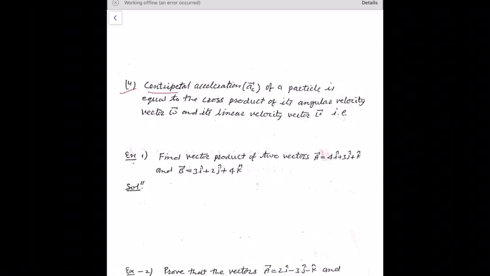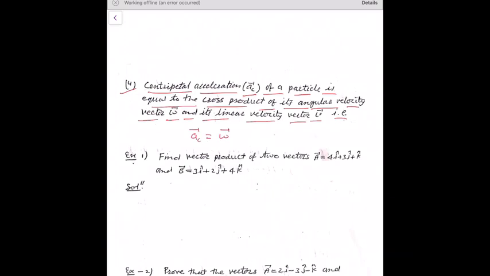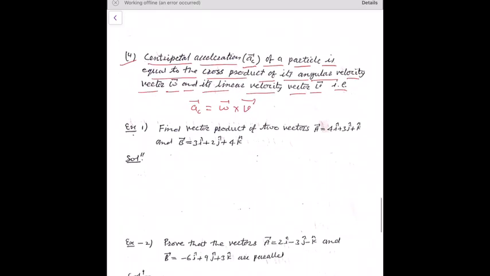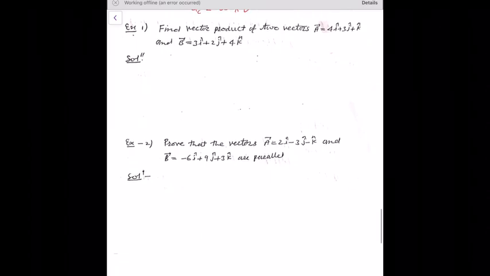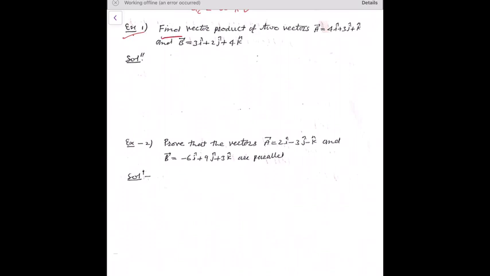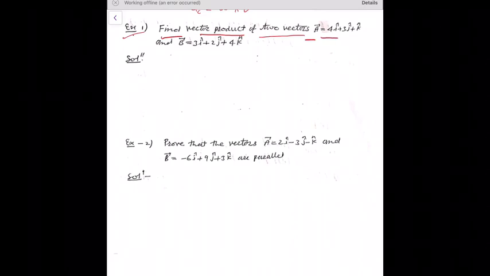Next, fourth, centripetal acceleration AC vector of a particle is equal to the cross product of its angular velocity omega vector and its linear velocity v vector. That is, AC vector is equal to omega vector cross v vector. Examples related to vector product. First example, find the vector product of two vectors.